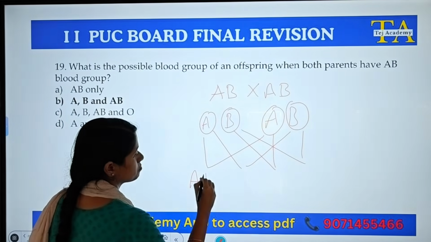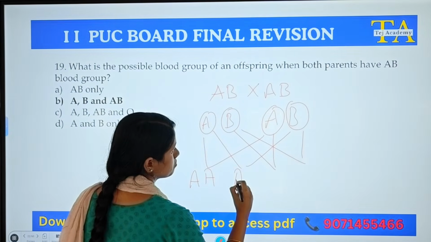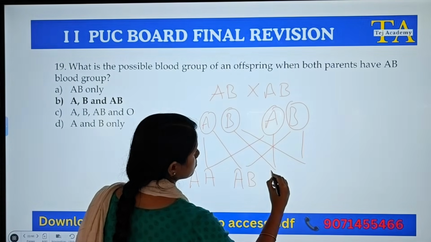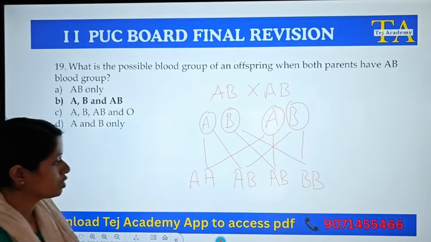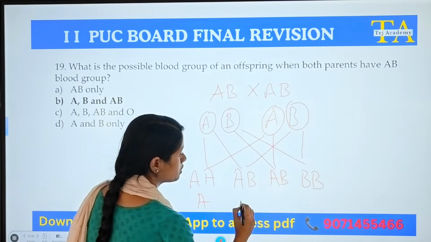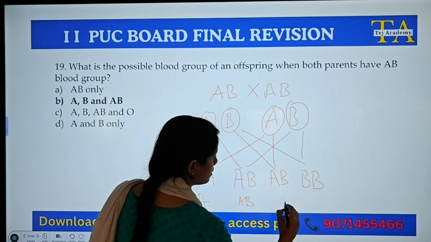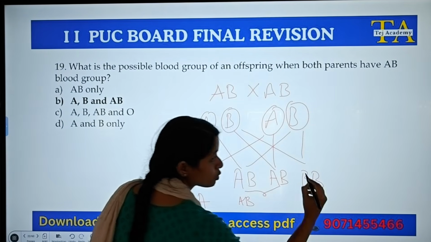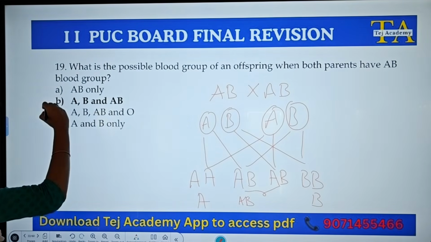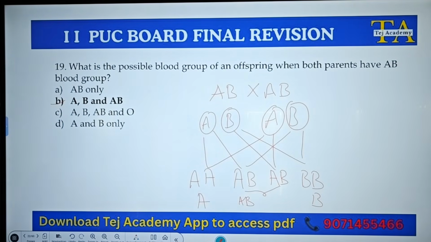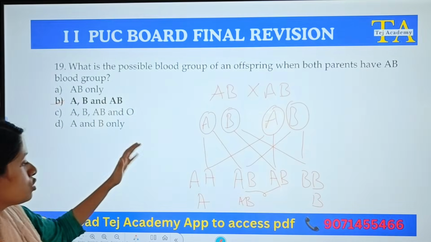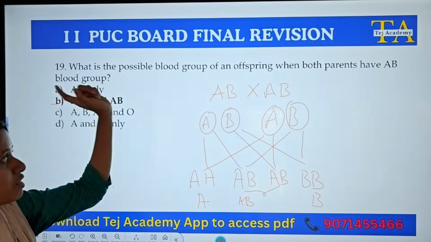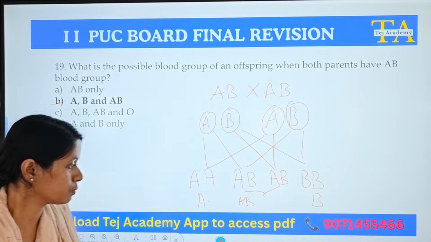Okay. Then if we cross it, we will get A blood group, AB blood group and B blood group. So the right answer is A, B and AB. Why we cannot take C? Because there is no recessive allele in the parent type. So you will never get O blood group when parents are AB and AB blood group.